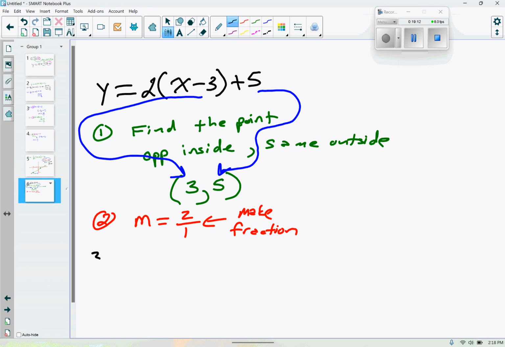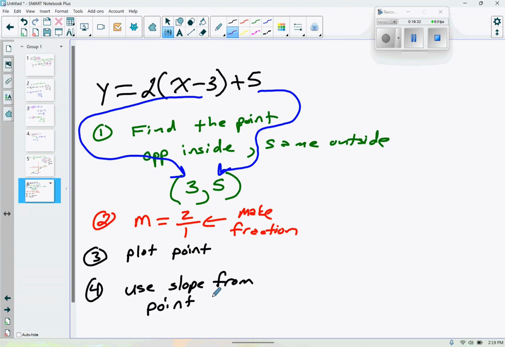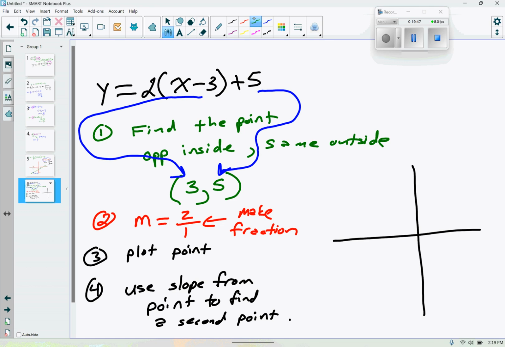Third step, plot point. Fourth step, use slope from point to find a second point. All right, so let's see if we can make this work. On the XY plane, plot the point, 3, 5, right?